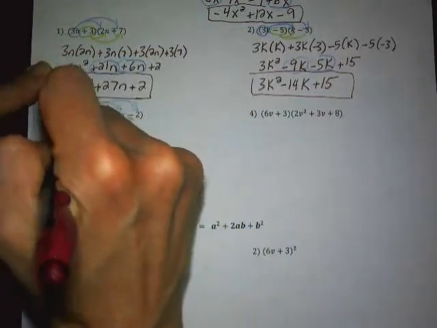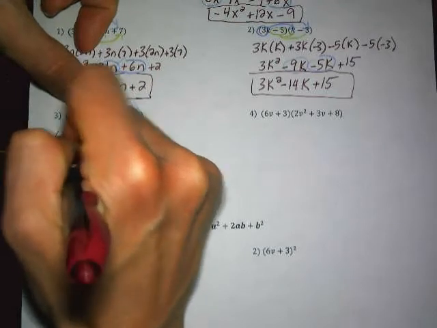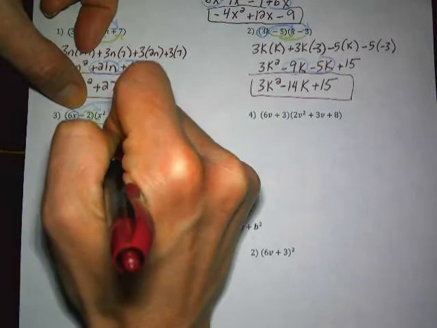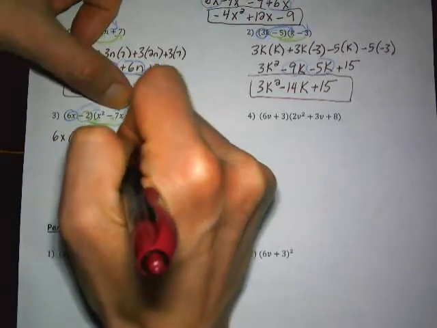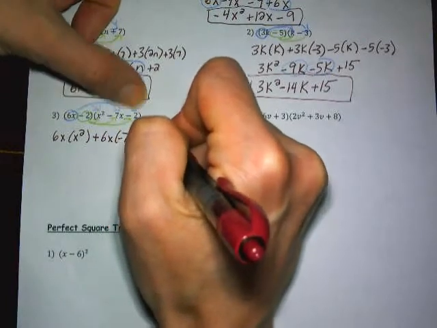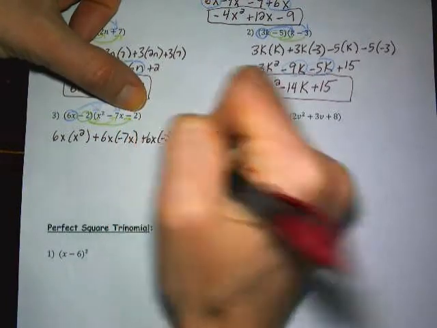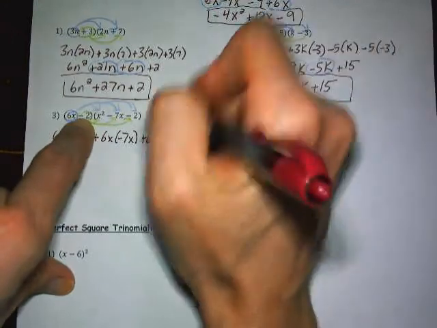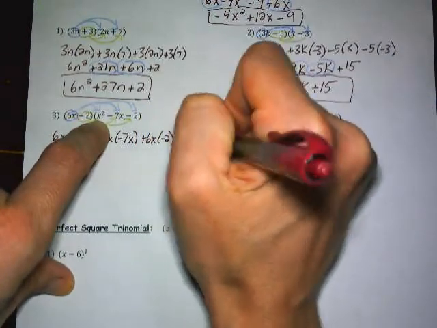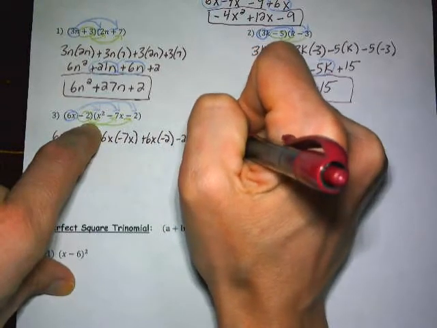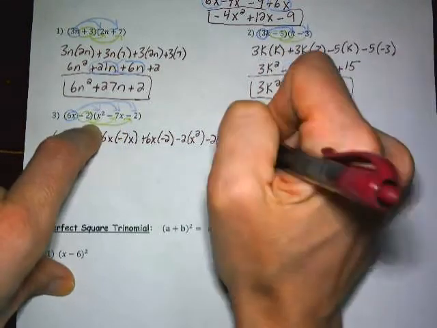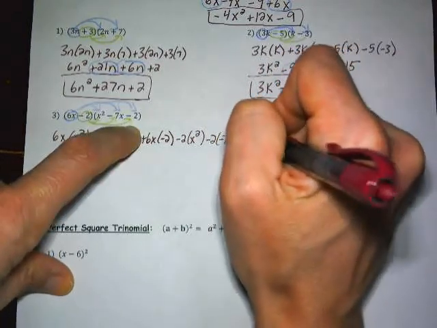So 6x times x squared plus 6x times negative 7x plus 6x times negative 2. And then our bottom, our negative 2. Negative 2 times x squared minus 2 times negative 7x. Oh my gosh, I'm remembering. And then negative 2 times negative 2.